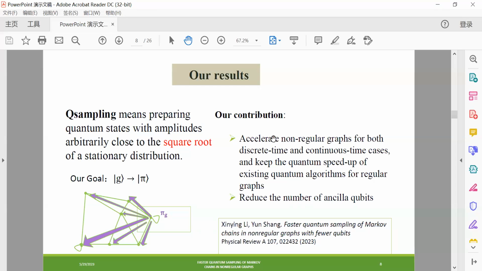And our results: we can accelerate sampling on non-regular graphs for both discrete and continuous cases, and keep the quantum speedup of existing quantum algorithms for regular graphs. At the same time, we can reduce the number of ancilla qubits compared with the existing quantum results.